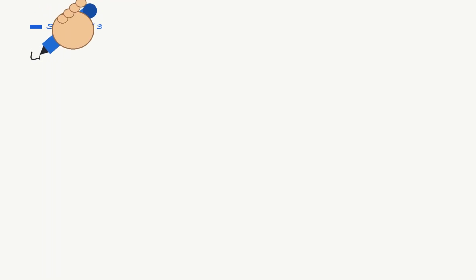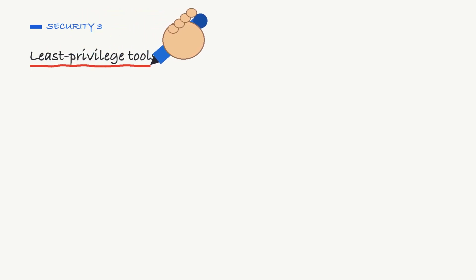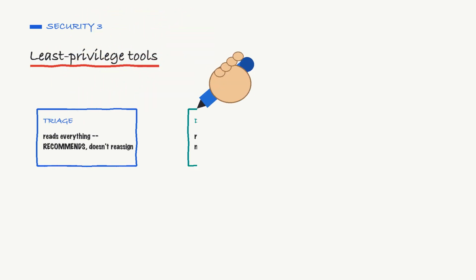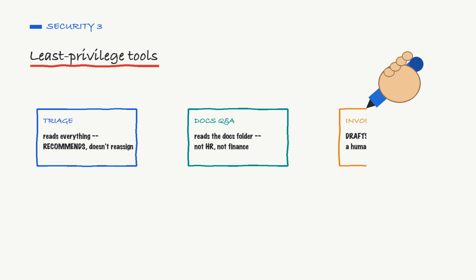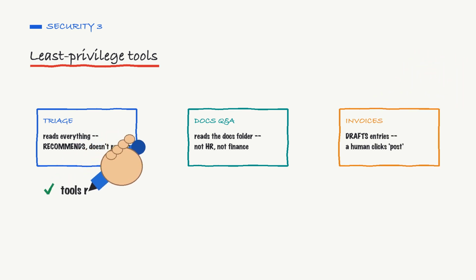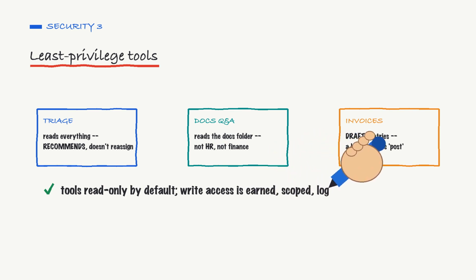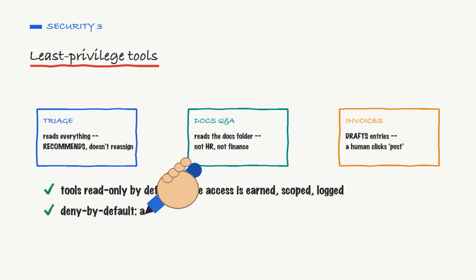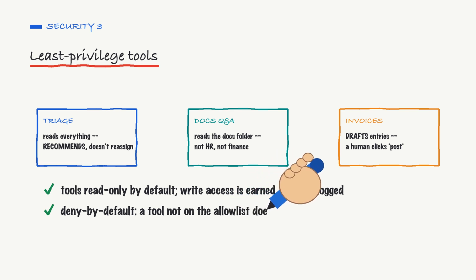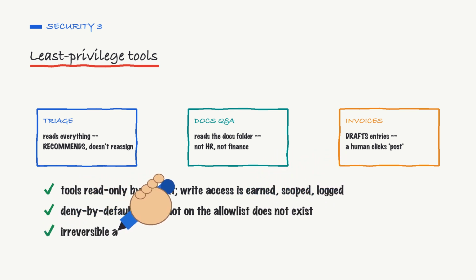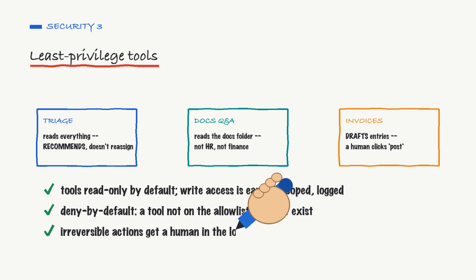And least privilege. The triage agent reads everything but only recommends. It does not reassign tickets by itself. The Q&A bot reads the documentation folder, not HR, not finance. The invoice processor drafts entries, and a human clicks post. The pattern: tools are read-only by default. Write access is earned, scoped, and logged. Unlisted tools simply don't exist, and irreversible actions keep a human in the loop.